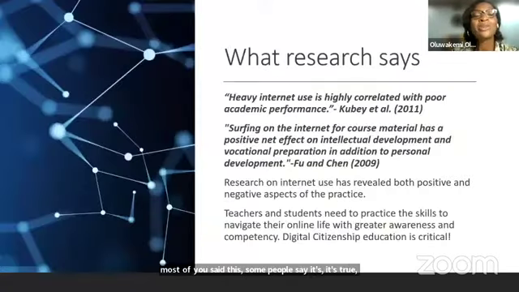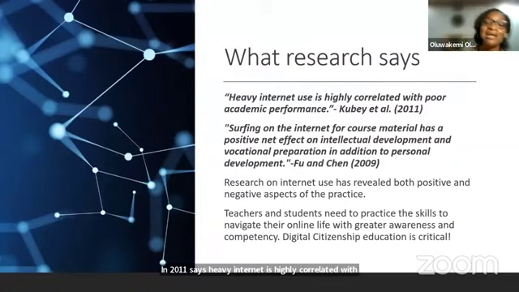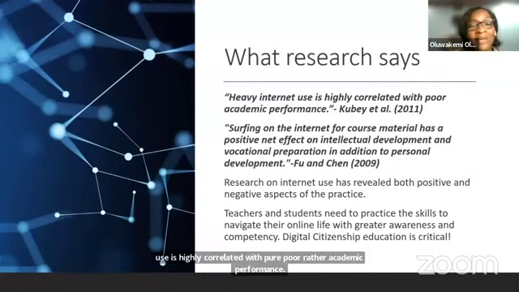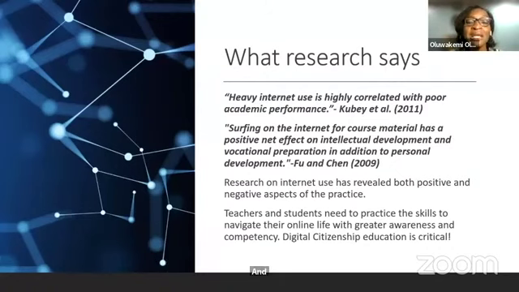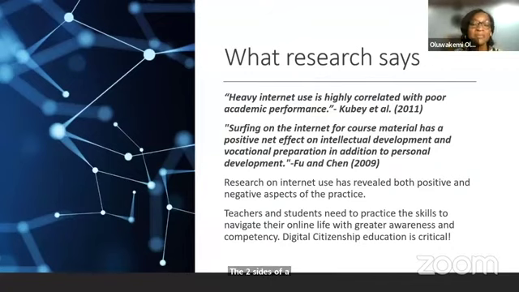And so we had Kubi in 2011 says a heavy internet use is highly correlated with poor academic performance. And Fun and Chen, when they did theirs, found out that surfing the internet for course materials has a positive net effect on the intellectual development of their students. So we see the two sides of a coin where the use of internet is concerned. So it reveals both, and so everybody is correct.